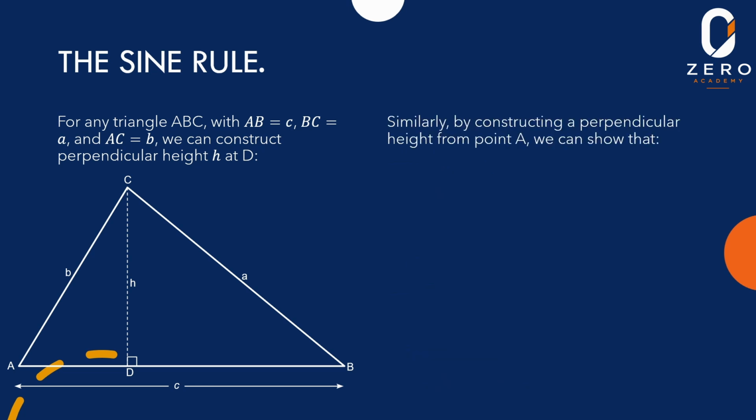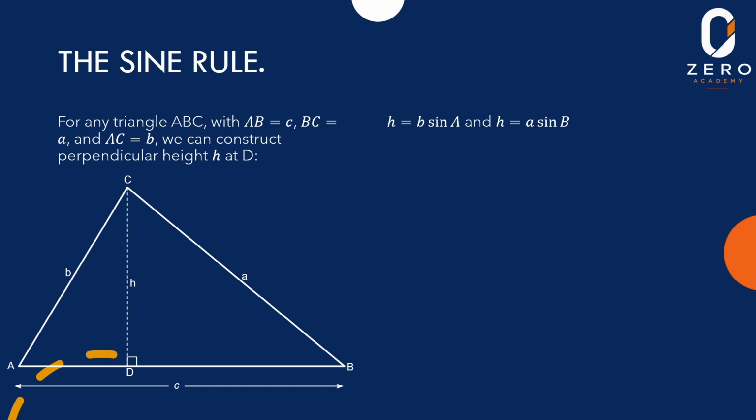Similarly, by constructing a perpendicular height from point A, we can also show that sine C over C is equal to sine B over B. Or again, we can flip it around and say C over sine C is equal to B over sine B. Okay, now that we've proved the sine rule using trig ratios, we can now move on to proving the sine rule using areas.